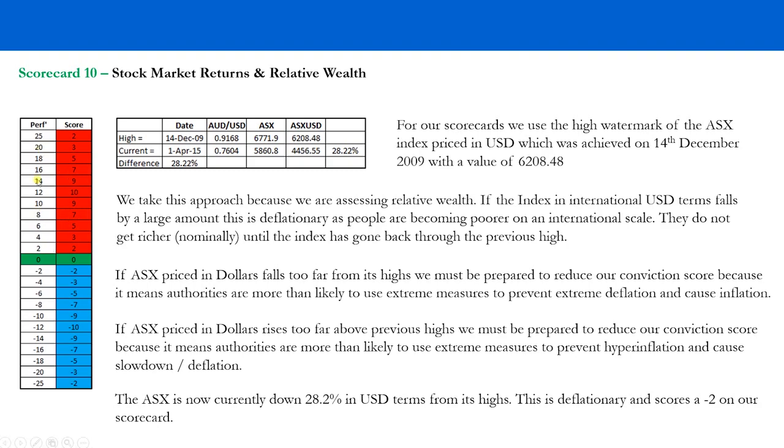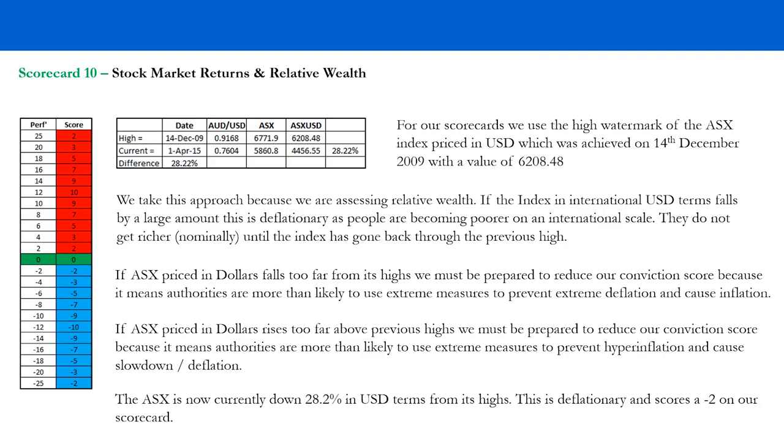And the same occurs on the positive side of our scale. If the ASX priced in US dollars rises too far above previous highs, we've got to be prepared to reduce our conviction score because it means authorities are more than likely to use extreme measures to prevent hyperinflation and get inflation under control by causing a slight slowdown or causing a little bit of deflation.